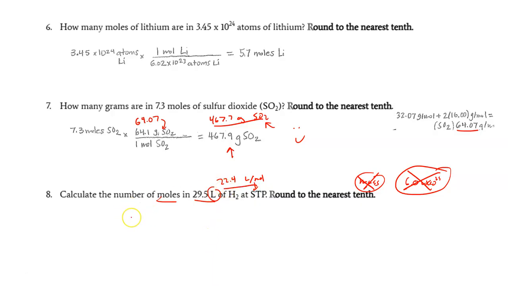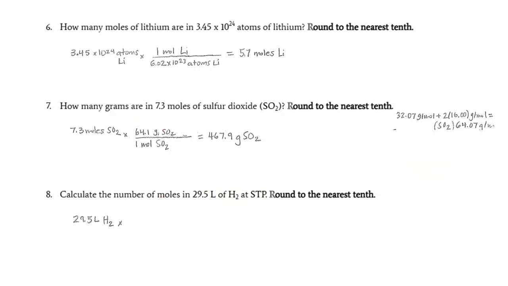Okay? So I have 29.5 liters of hydrogen gas at STP. And to convert that to moles, I'm going to divide that by 22.4 liters per mole. And that will give me 1.3, rounded to the tenths, moles, correct unit, of what? Hydrogen.